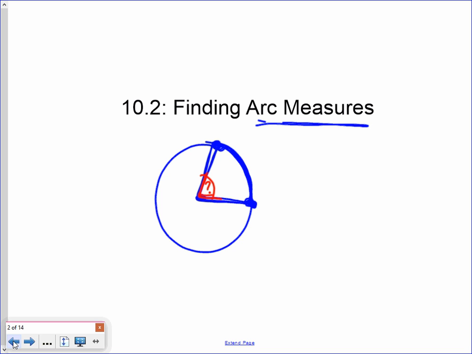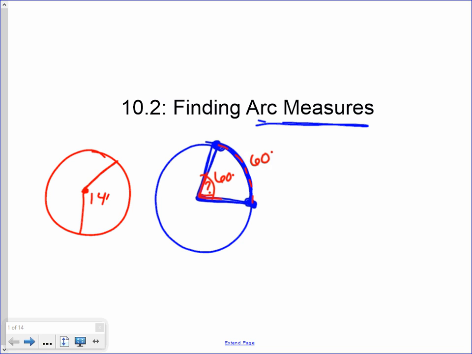So if we go back to our picture for a second, if this angle was 60 degrees, okay, then the arc that it intersects right here would also be 60 degrees. That's how much it's rotating from the first point to the second point. If you had another one and this angle was 140 degrees, then from this point all the way to this point on the arc would also be 140 degrees. So your arc measure is the same measure as whatever your central angle is, okay?